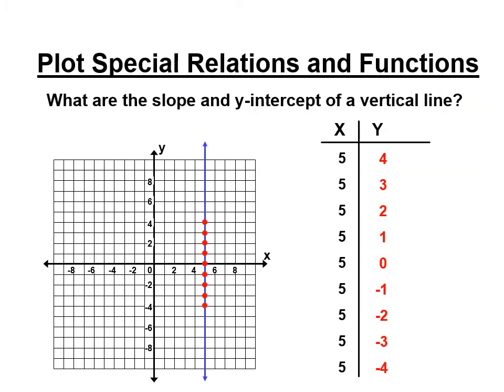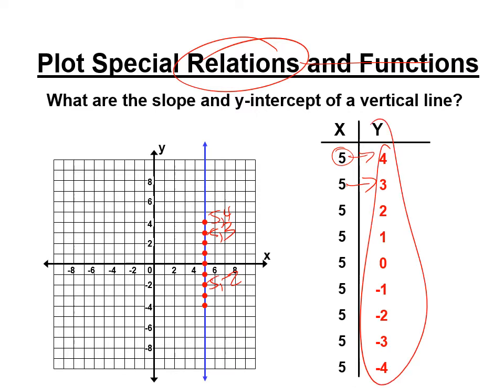Vertical lines are not functions. They are relations. And what did we learn? If you put a number in, like 5, you should only get one output. Look at this line. I put x is 5, and I get (5, 4). I get (5, 3). Down here I get (5, -2). I'm putting 5 in, and I'm getting all these different points. That's not a function. It's a relation.